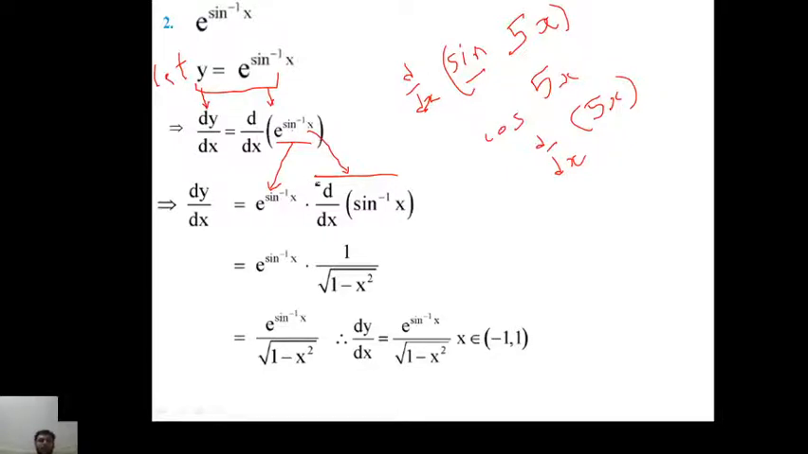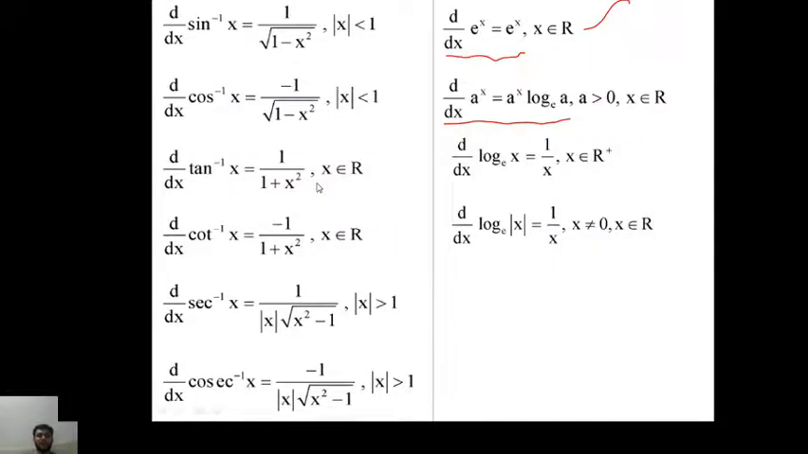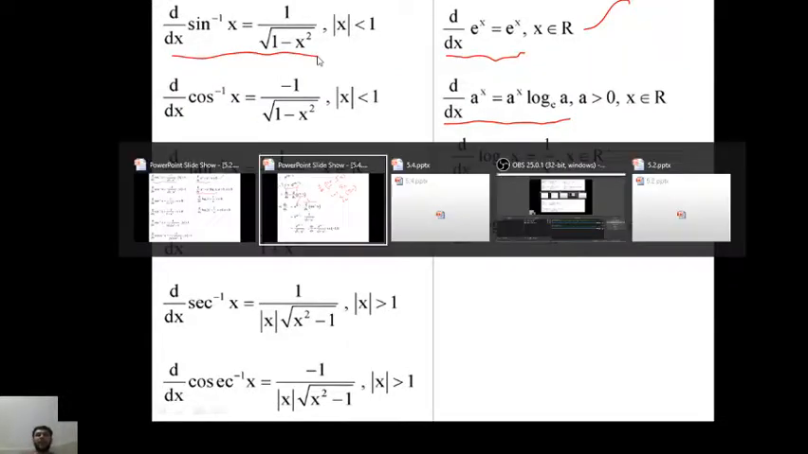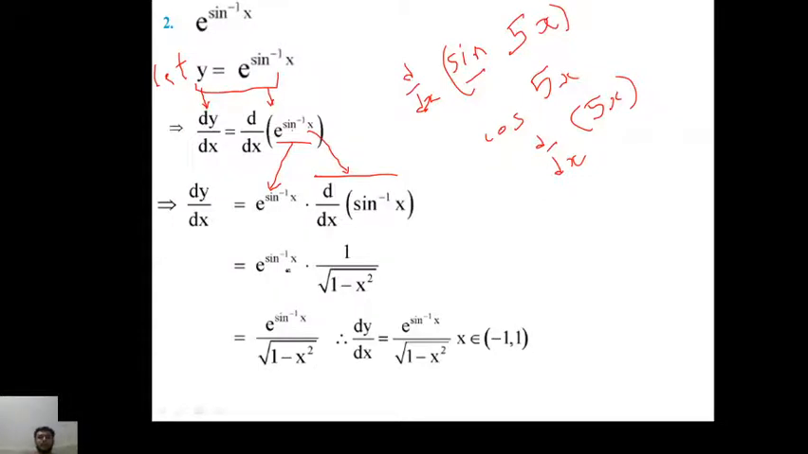Okay, so differentiation of sin inverse x, I also gave you that formula in 5.2. Differentiation of sin inverse x is 1 upon under root 1 minus x square. So e raised to sin inverse x as it is into 1 upon under root of 1 minus x square. So that is your dy by dx. Your x must be between minus 1 to 1, open interval minus 1 to 1. Why? Again, think about it.